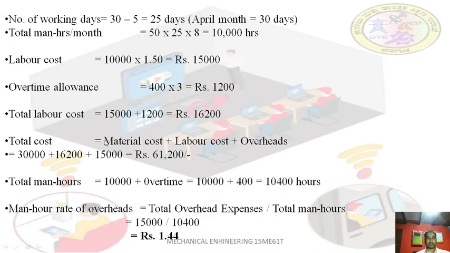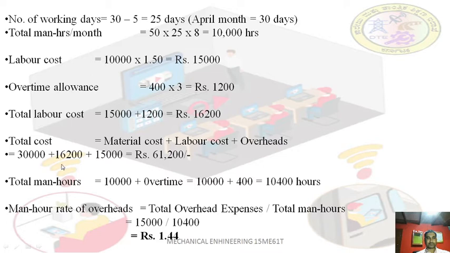There is nothing extra here. Office cost, factory on-cost, everything is given directly as overhead. So if you add it to the prime cost, you will get the total cost. Material cost is rupees 30,000, the 16,200 rupees we got is labor cost, and 15,000 is overhead. That includes direct overhead, indirect overhead, indirect expenses, factory on-cost, everything. So it is directly given, and you can calculate directly here.